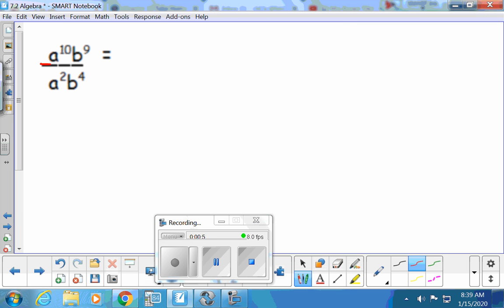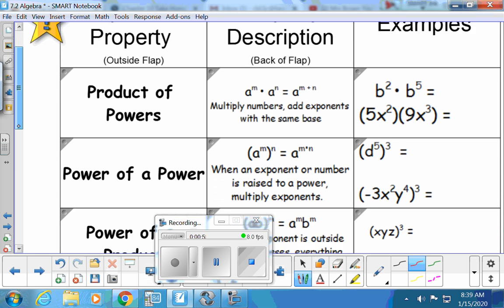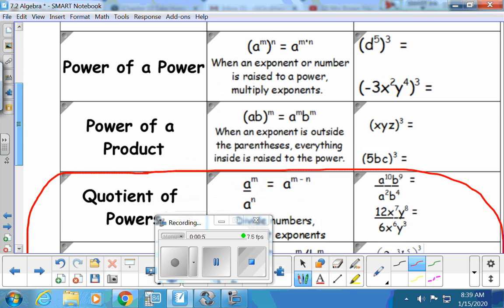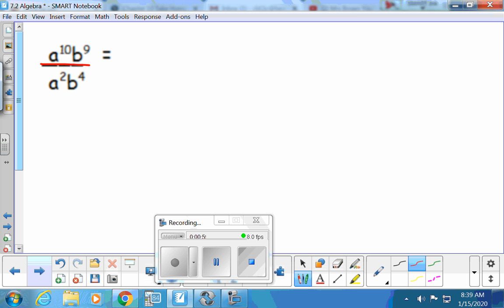This is the first example problem you have on the right here. I just put it on the next slide to make it bigger. Okay, so here's how it works. We're going to look at our A's first. You see how on the top I have an A to the 10th? And on the bottom I have an A squared? Which one's bigger, the A to the 10th or the A squared? The 10. So you're going to do 10 minus 2. Bigger minus smaller. 10 minus 2 equals 8.